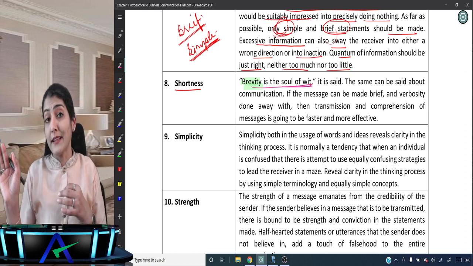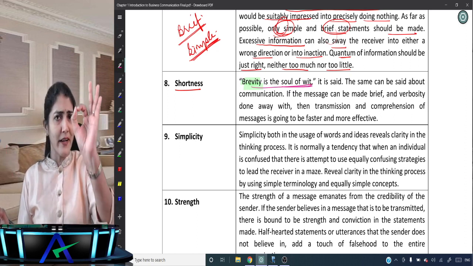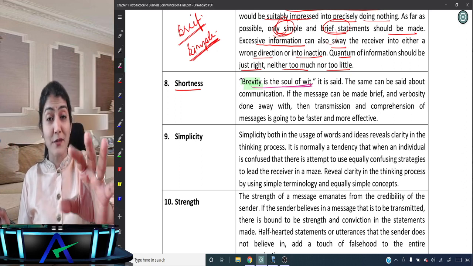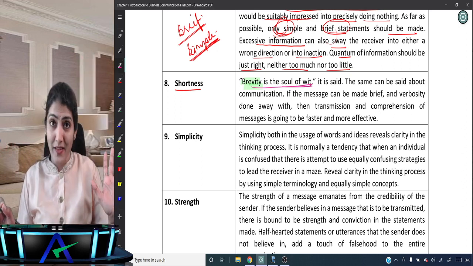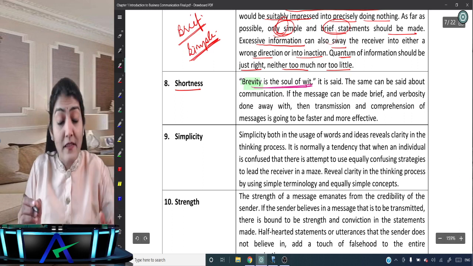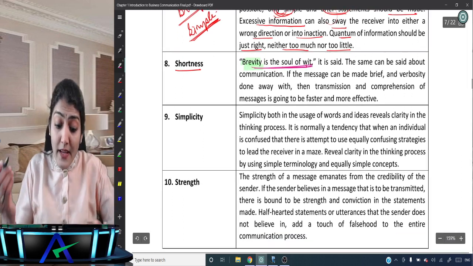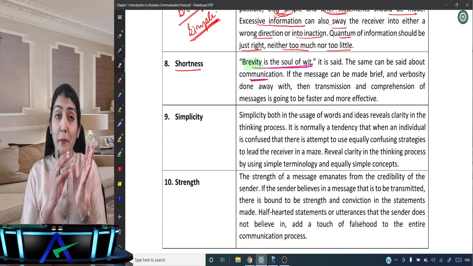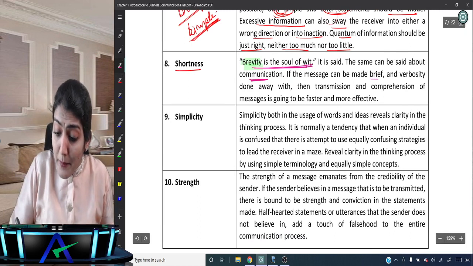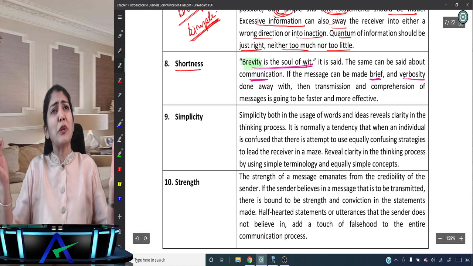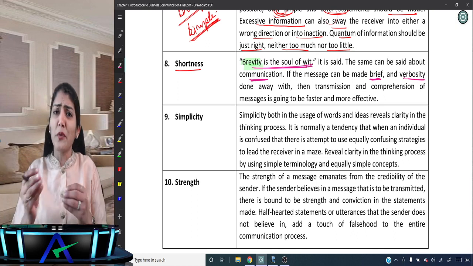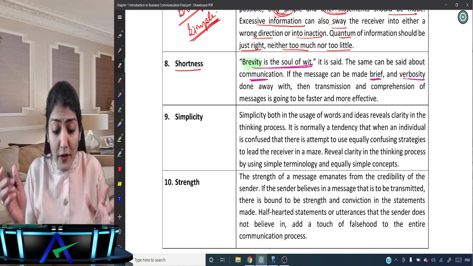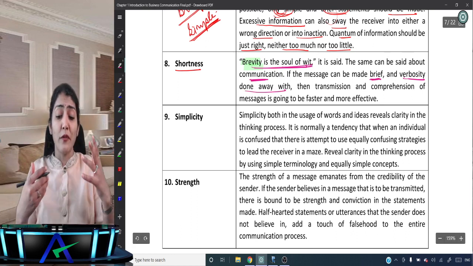You don't speak anything extra, but just up to the point, at the right time, in the right quantity, at the right place, to the right person. You know what to say. Brevity is the soul of wit. The same can be said about communication. In communication also, you have to be very brief. If the message can be made brief, verbosity, the use of too many words, should be done away with. What you could have said in just 3 lines, you're taking 20 lines to say.